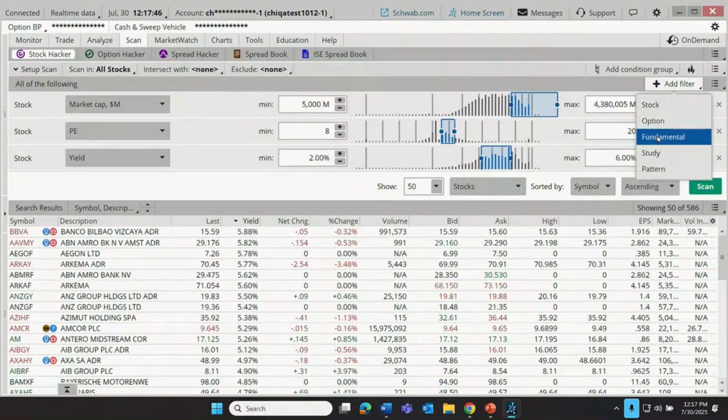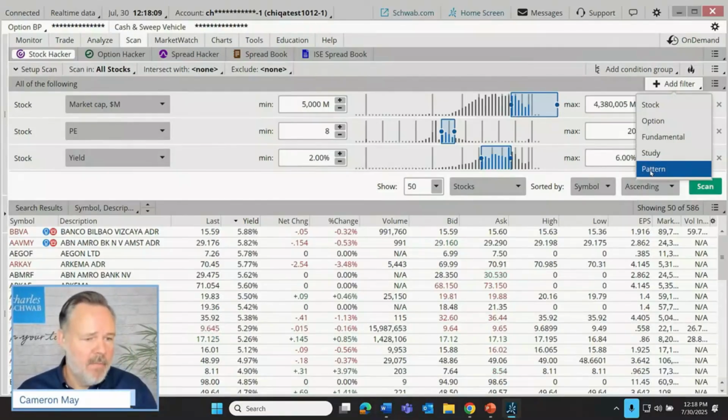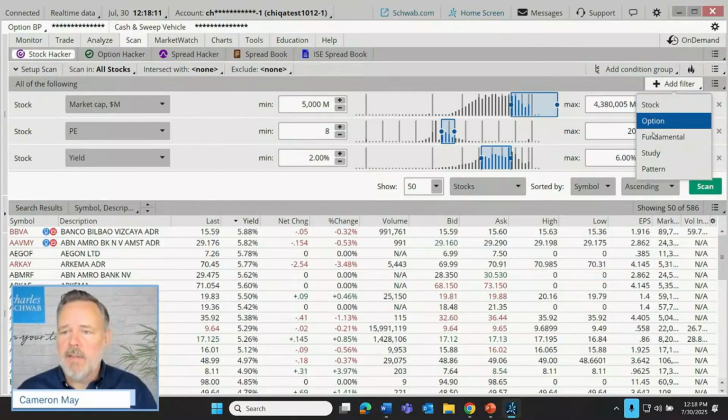We can add fundamental filters, which is sort of a deeper dive into the quote unquote health of the company behind the stock. We have study filters, which is searching for specific technical patterns on a stock chart, or we have pattern filters, which are looking at price behavior on a stock chart. So let's use at least a couple of these. Let's use 3 of these.